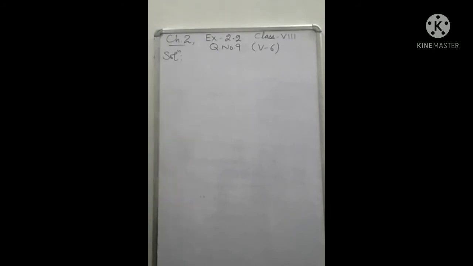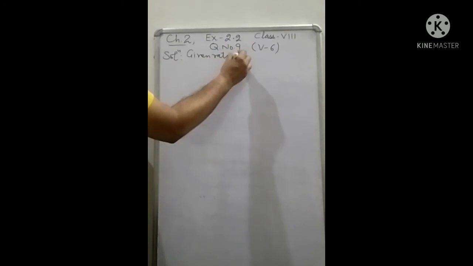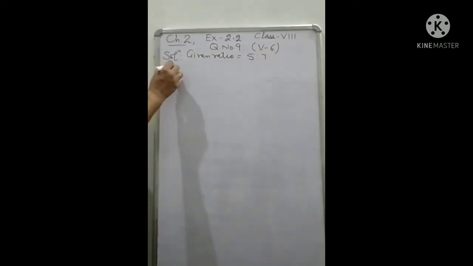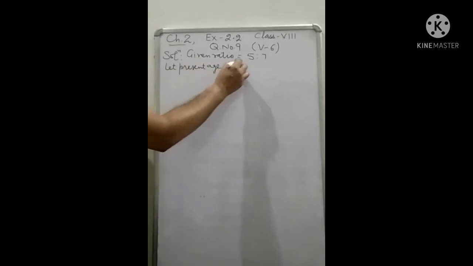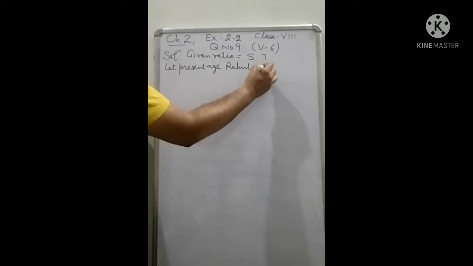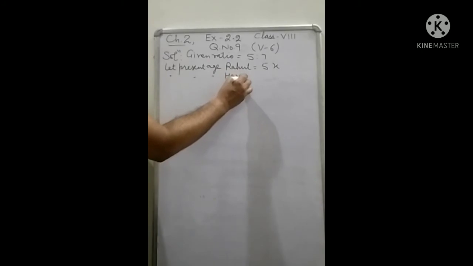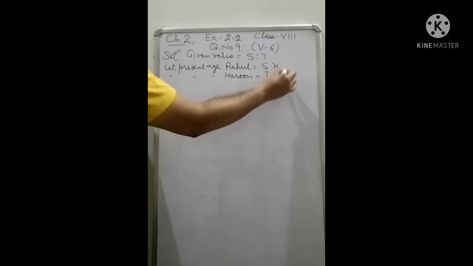When we are given a ratio, we will take x with the given ratio. The given ratio is 5:7. So we will take, let present age of first, who is the first one? Rahul. Let present age of Rahul be 5x. And in the same way, let present age of Harun be, as the second ratio is 7, 7x.